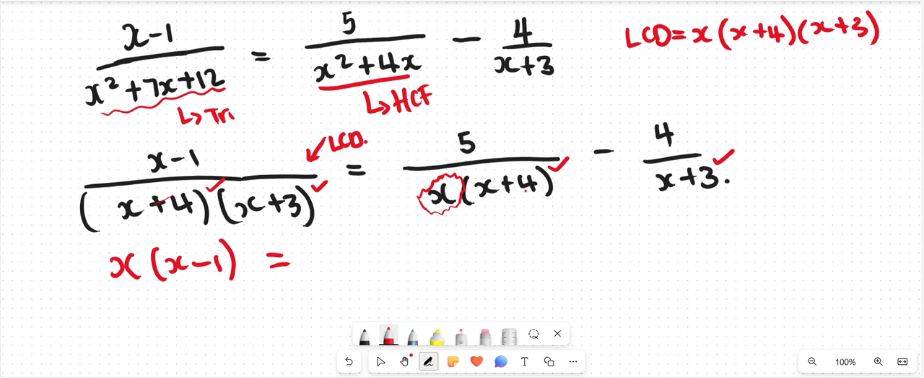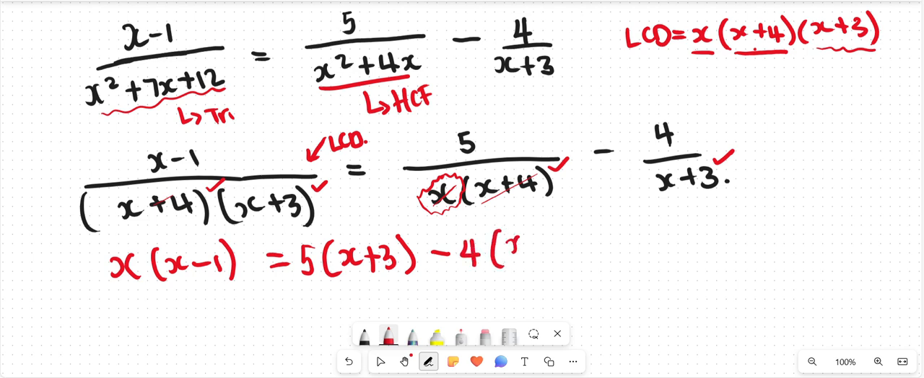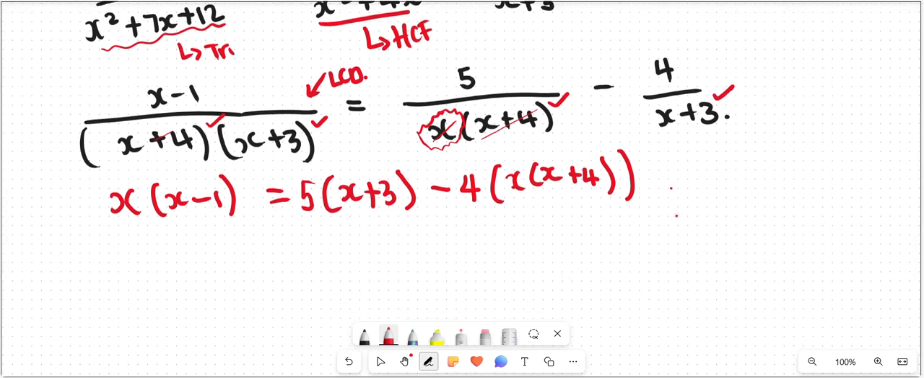Right? If this guy is multiplying with the LCD, you will notice that x and the x plus 4 will cancel with the x and the x plus 4. What's left? It's this bracket here. So the 5 will multiply with the x plus a 3. Then with the last one, the x plus the 3 is gone, and so what is left is this guy and this guy. So you get a 4 with an x plus a 4. And there we go. So our fractions are now gone.